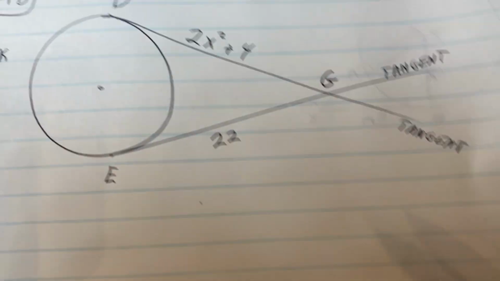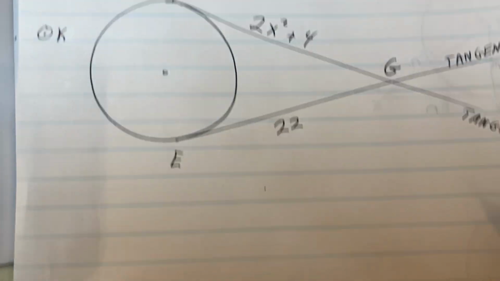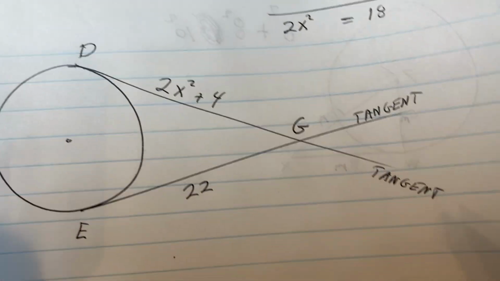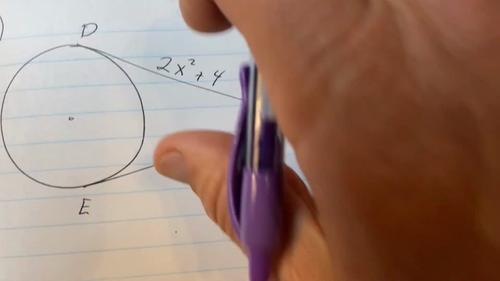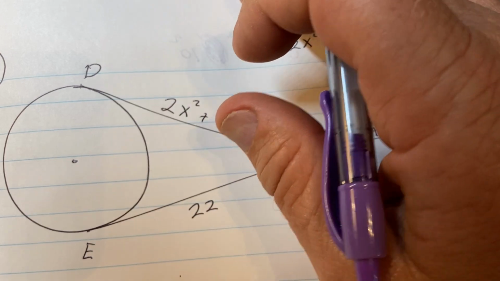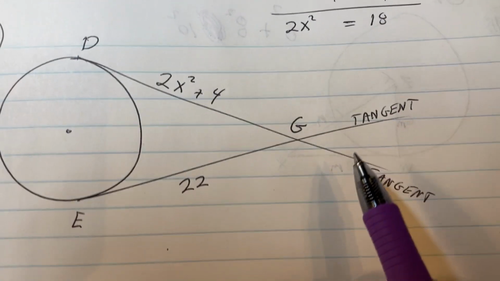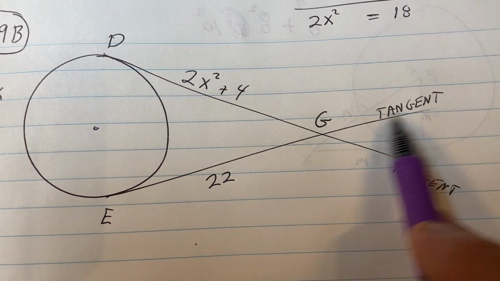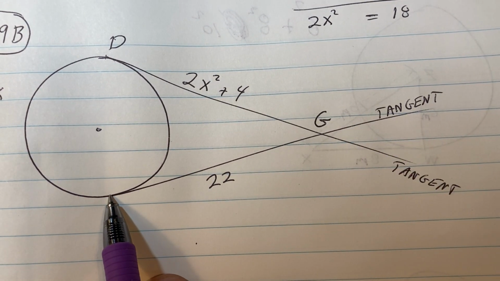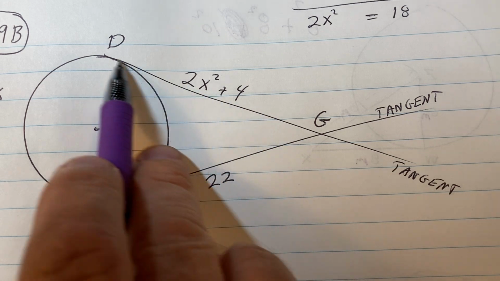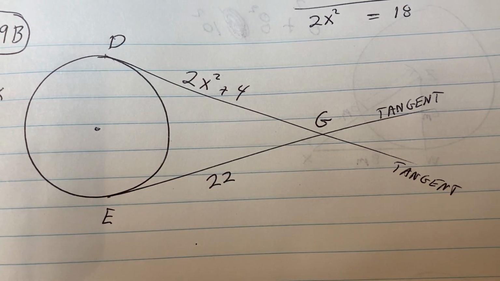Next, 29b. 29b. We have points. These lines are tangent. Where are we? There we go. This line is tangent to the circle right there. That's the point of tangency. That line is tangent to the circle. Point D is a point of tangency.